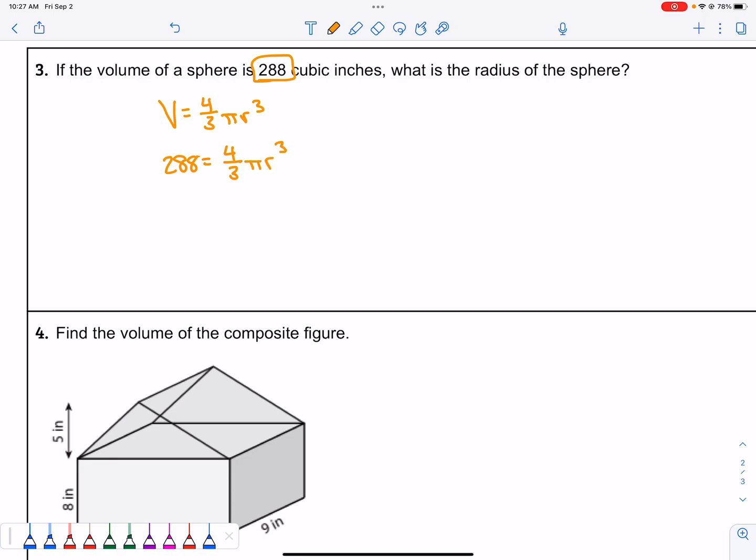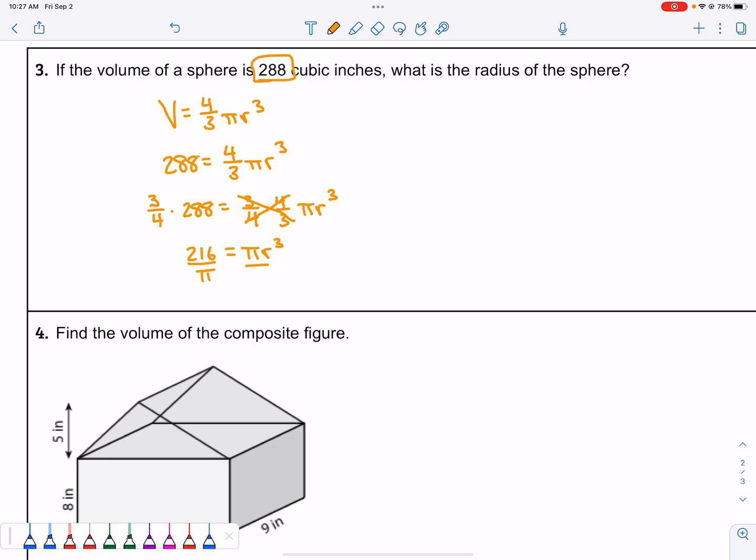So if I want to get rid of the 4/3, I can multiply by the reciprocal, or I can multiply by 3 and then divide by 4. Either way would work. So if I want to do it in one step, I could take the reciprocal of 4/3, and that helps me to get rid of the 4/3. And then I can type 3/4 of 288 into my calculator, and I get 216.